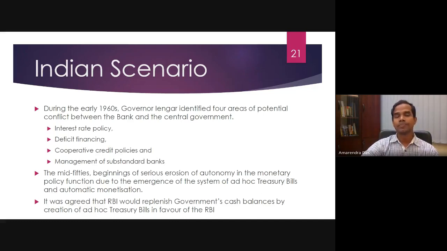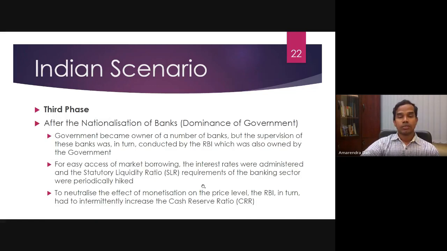So gradually, from the mid-50s, the ad hoc treasury bill was introduced, and that's how automatic monetization happens, and how gradually the erosion of the autonomy of the RBI happens. It was agreed that the RBI would replenish the government's cash balances by creation of ad hoc treasury bills in favor of the RBI.